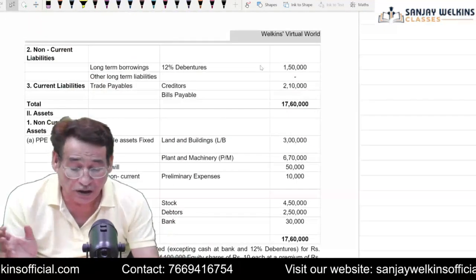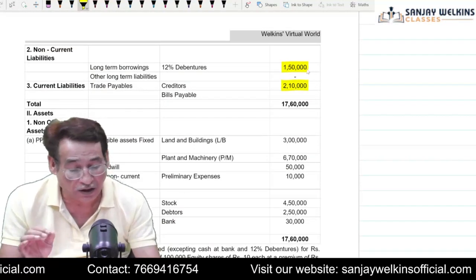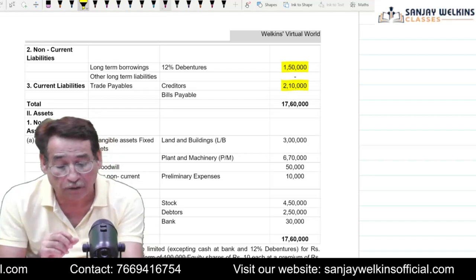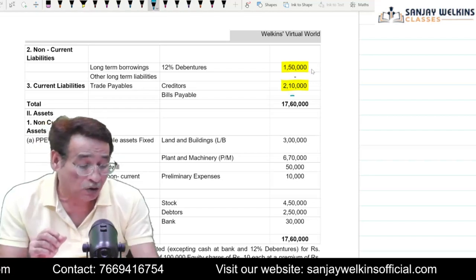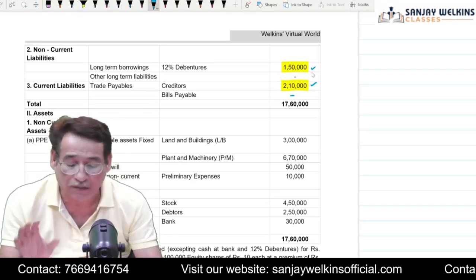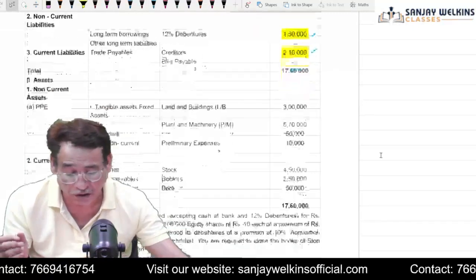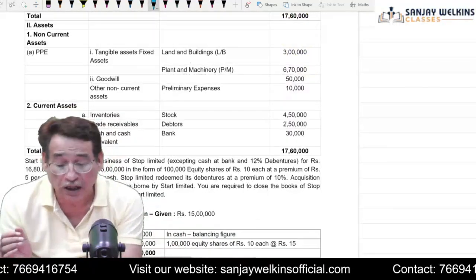Then there are liabilities in the form of debentures and creditors. Only two liabilities are there, debentures and creditors. There is no liability for bills payable in this question. So two liabilities. Irrespective of whether these liabilities are taken over or not, we are going to post them to the credit side of the realization account. Correct? Now coming over to the asset side.